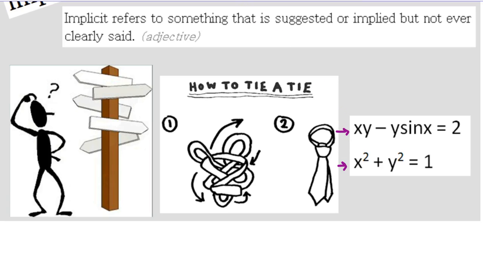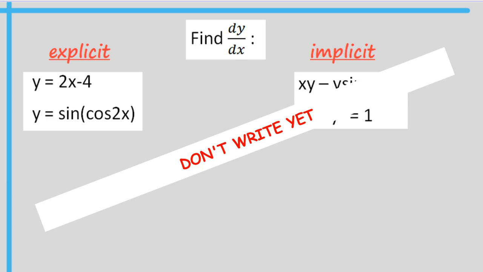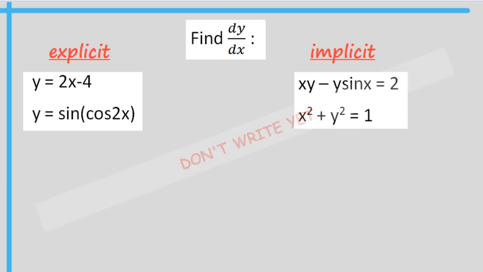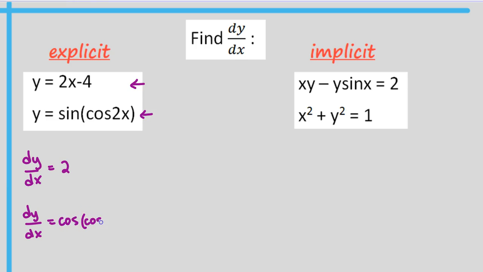So, what is implicit differentiation? Well, let's say you wanted to find a derivative, find dy dx. If you were given an explicit equation, you could do it directly. So let's take the first one. Dy dx is the derivative of 2x minus 4. That would be 2. Or in the second one, the derivative of the sine of cosine of 2x. It's going to take a little more work because we need to use the chain rule. So first the derivative of sine is cosine, so cosine of the inside, times the derivative of cosine is negative sine, so negative sine of the inside, times the derivative of 2x is 2. So we can do that.